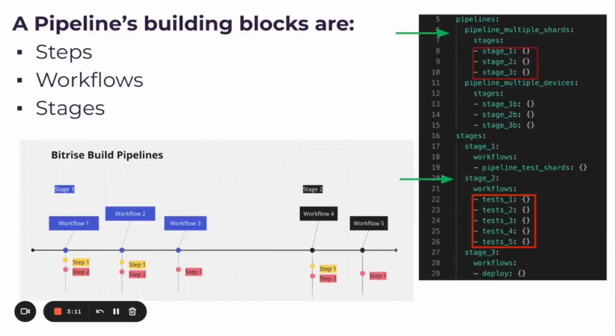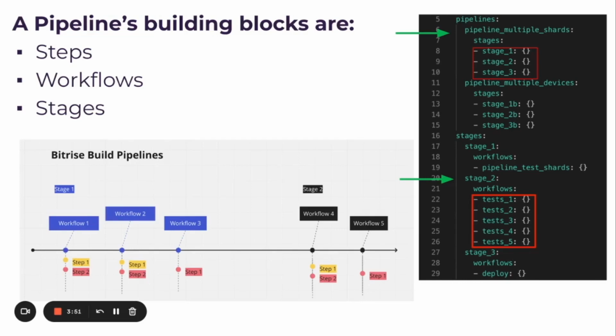So, what exactly is a pipeline? Here are the building blocks of a pipeline: step, workflow, and stage. First, a step is the fundamental building blocks of Bitrise CI/CD configuration. For example, the git clone step clones your source code to the virtual machine. The Xcode build for simulator step builds your project and runs it on the simulator. The deploy to App Store step uploads your built artifacts to the Apple App Store.